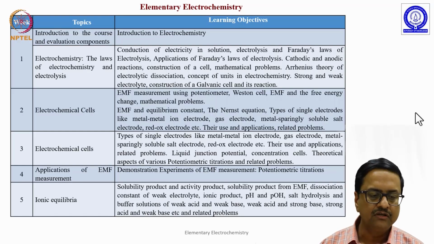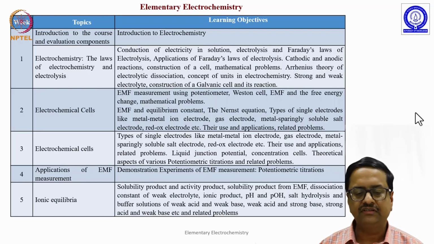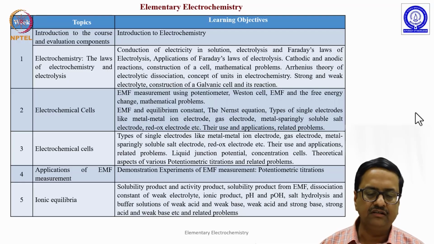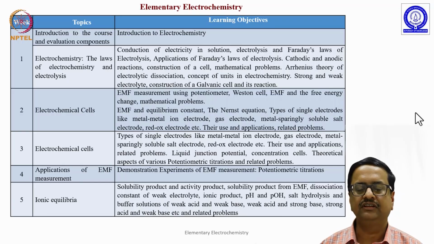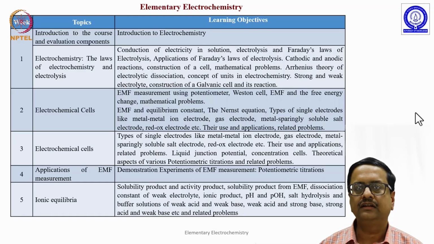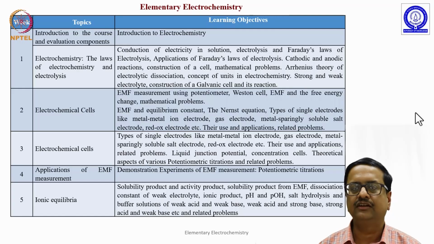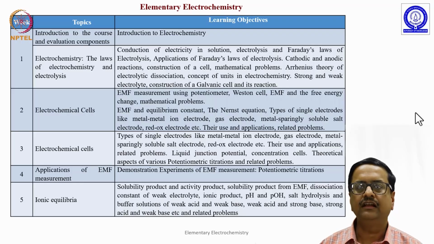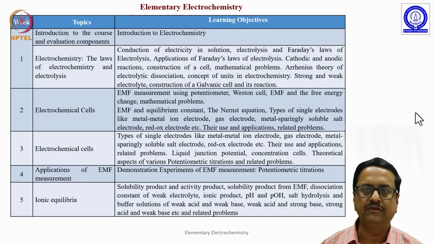In the next week, we will start talking about electrochemical cells, where we will discuss the application of EMF measurement using a potentiometer. We will discuss the Weston cell, Daniell cell, etc. And we will try to derive equations related to EMF and free energy change of a given reaction, and we will highlight some of the mathematical problems as well.